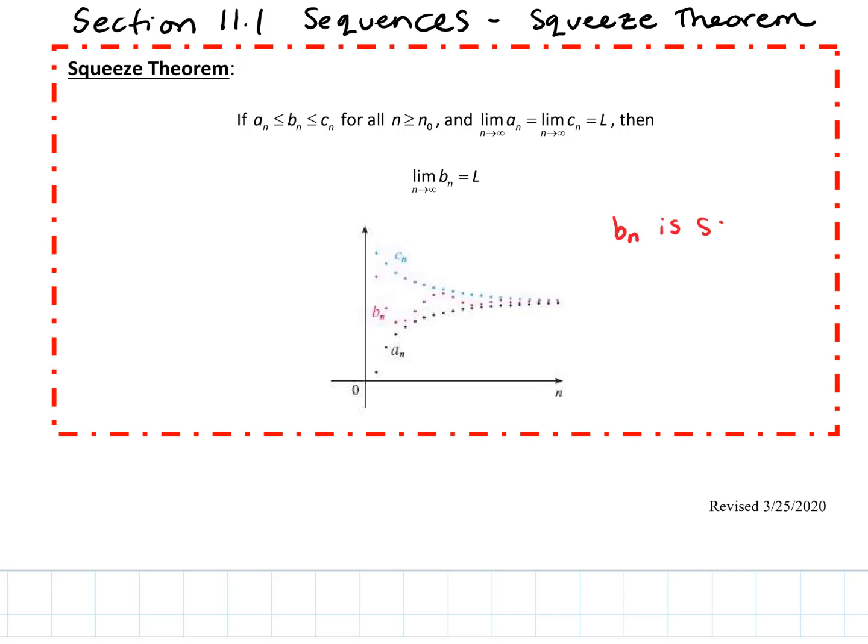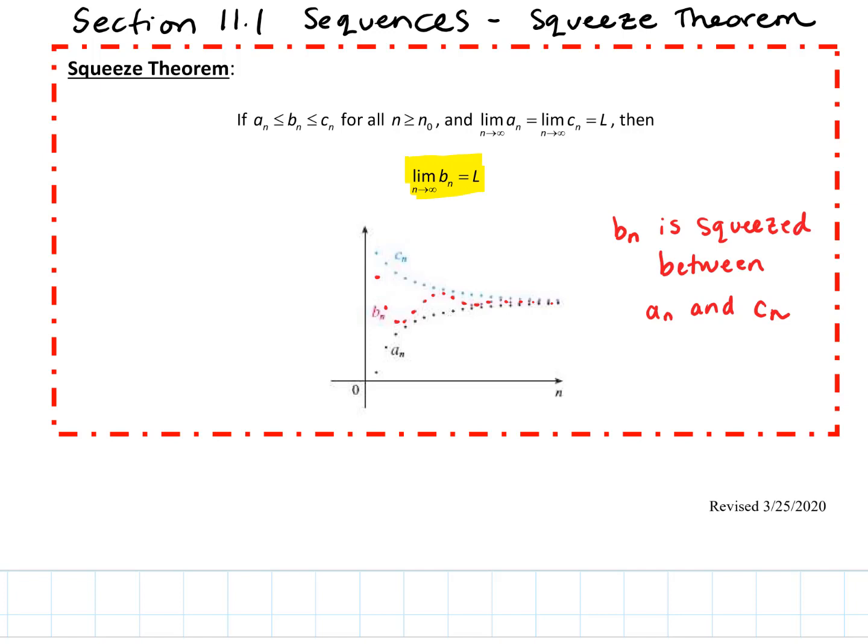is squeezed between two other sequences. So it's squeezed in between a sub n and c sub n. So if we can actually squeeze b sub n, and I know the picture's a little fuzzy here, but if b sub n is the sequence that gets squeezed in between two other sequences, and we know that those two other sequences have the same limit, then we have to know that the sequence that is smashed between, squeezed between, has to have that limit as well.